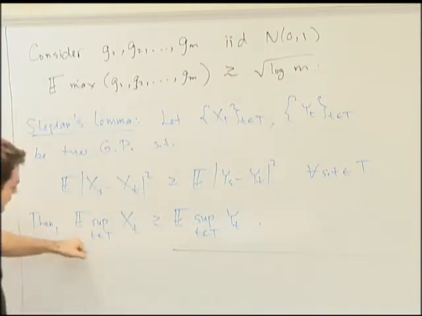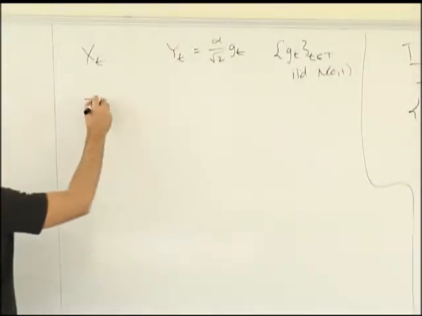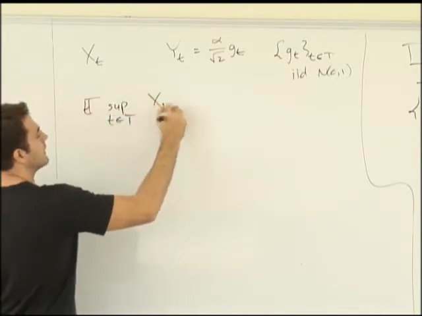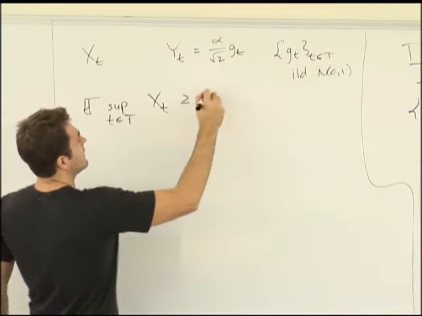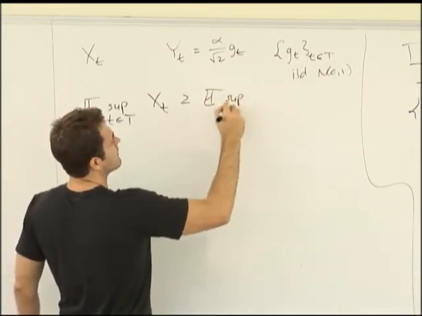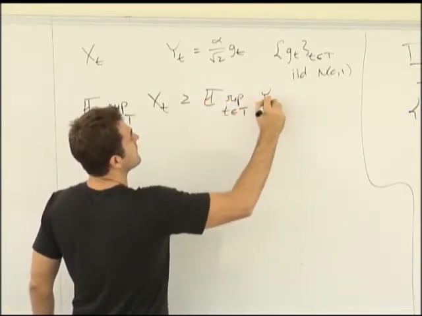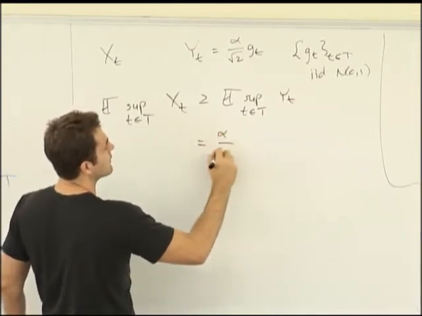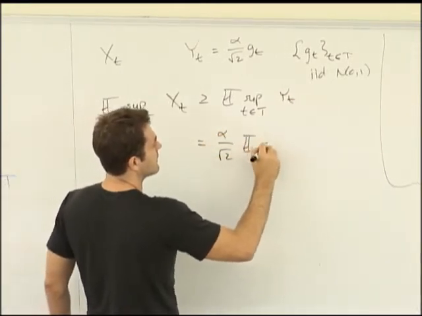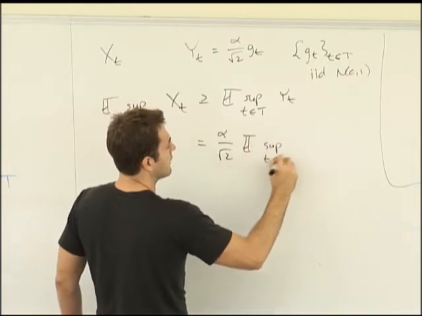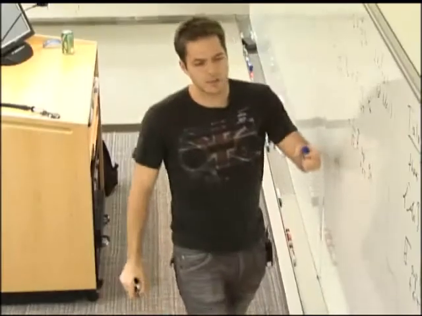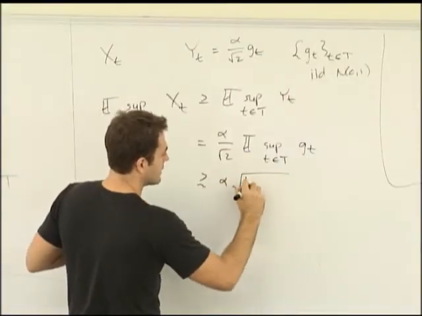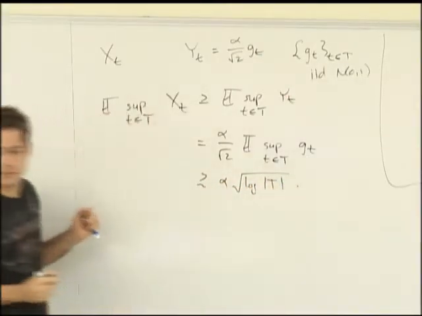Therefore the conclusion holds. So what does the conclusion say? Well, the conclusion says that the expected supremum of the xt's is at least the expected supremum of the yt's. But now this is exactly equal to alpha over square root 2 times the expected supremum of the g sub t's. And we already said that an elementary calculation gives us this.